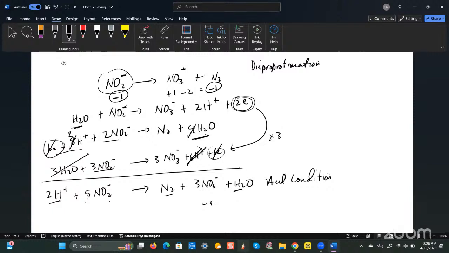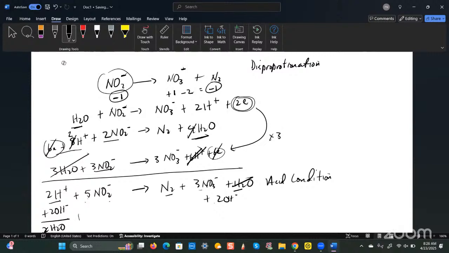Okay, so let's say the question was asking for the equation for the reaction under basic conditions. So the way we do that is we look at the number of H plus ions that we have here, and we add an equal number of hydroxide ions to both sides. All right? Now, of course, when that happens, these 2 H plus will react with these 2 hydroxide ions to form 2 water molecules. And then what's going to happen is that this water molecule on this side is going to cancel out with one of those.